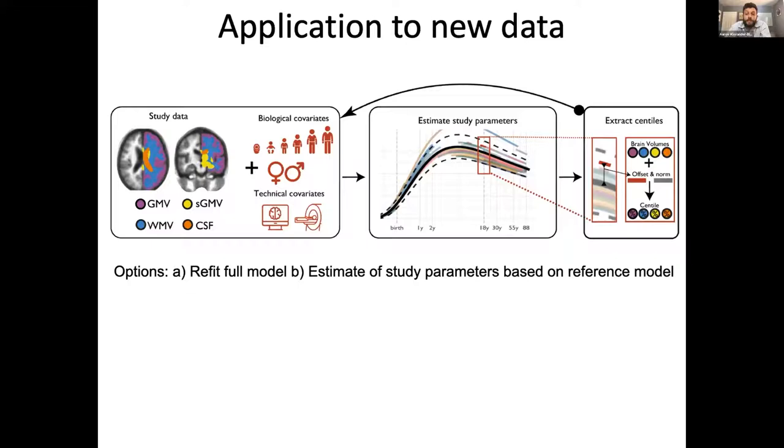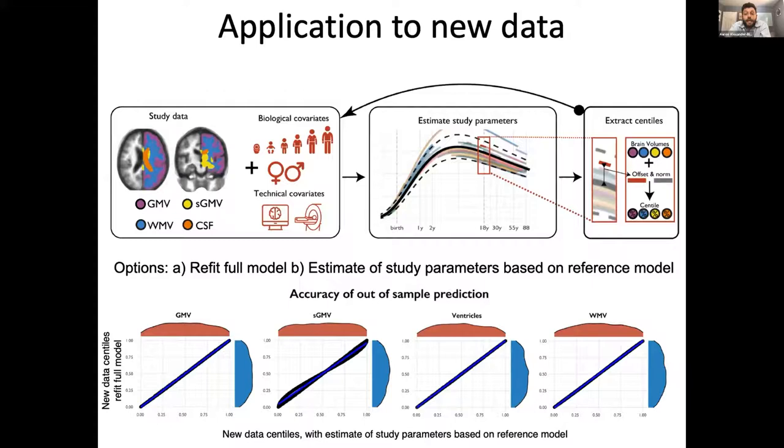We tested the accuracy of this approach on simulated data and on four independent real-world data sets. In the real data, the results from options A and B corresponded almost perfectly in terms of the centiles output from the brain chart models, suggesting that option B is a good approach, as long as there is enough data to robustly estimate the study-specific parameters in the new data set. And simulation suggested a benchmark of about 100 scans in a new study to robustly estimate study-specific parameters.